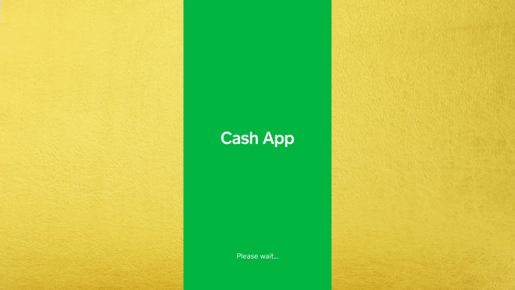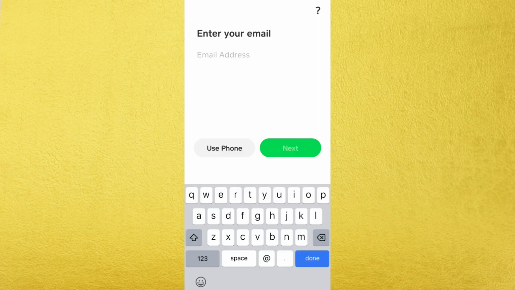Today, I'll show you how to set up your Cash App account in just a few easy steps. If you're using an Android phone, open the Play Store. If you're on iPhone like me, go to the App Store, search for Cash App, download it, and open it once it's installed. To sign up, you can use either your phone number or email.